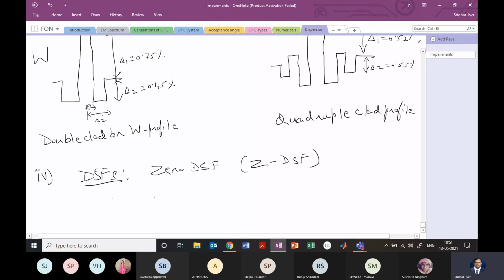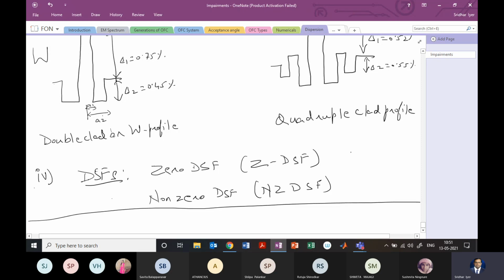Then the other type in this is known as the non-zero DSF, NZDSF, and as the name suggests, it will give you non-zero dispersion. It means it will give you dispersion close to a non-zero value, but it will be less affected by the non-linearities, right? So these are the other kinds of dispersion shifted fibers which are used.